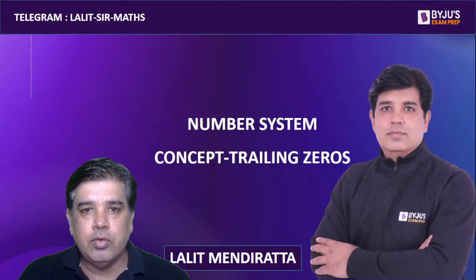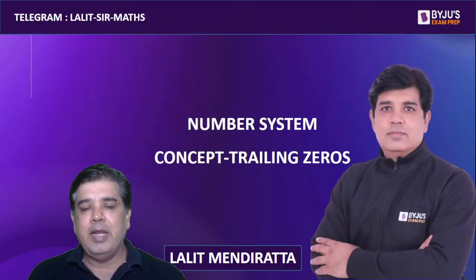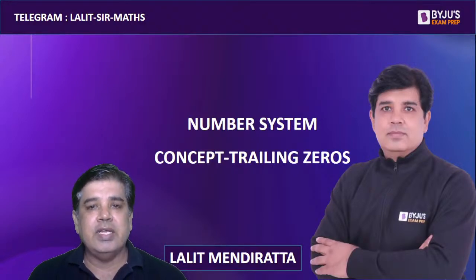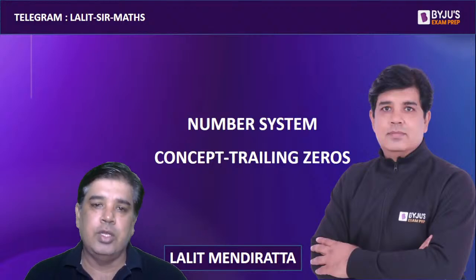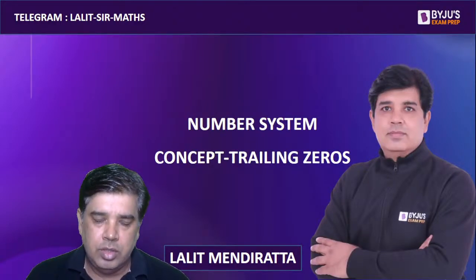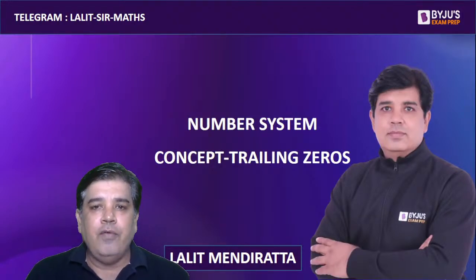Very good evening to all of you, and in this series of 99 percentiler in CAT for CAT 2024 students, we are revising number system concepts, and today's concept is trailing zeros, means the zeros which come at the end of the calculation. So today we will be focusing on the concept of trailing zeros.